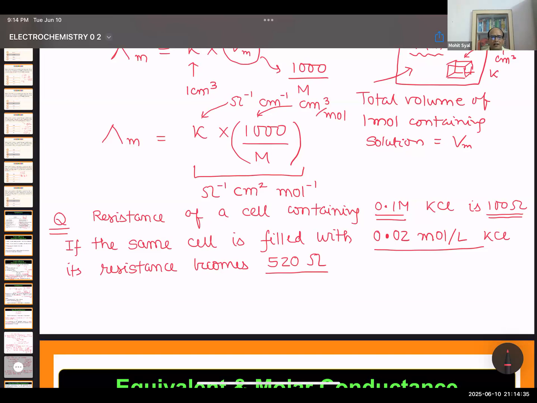Earlier the resistance was 100 ohm. Now the resistance is 520 ohms. The cell is the same, the dimensions are the same, so the cell constant is going to be the same. You have to tell me the conductivity.